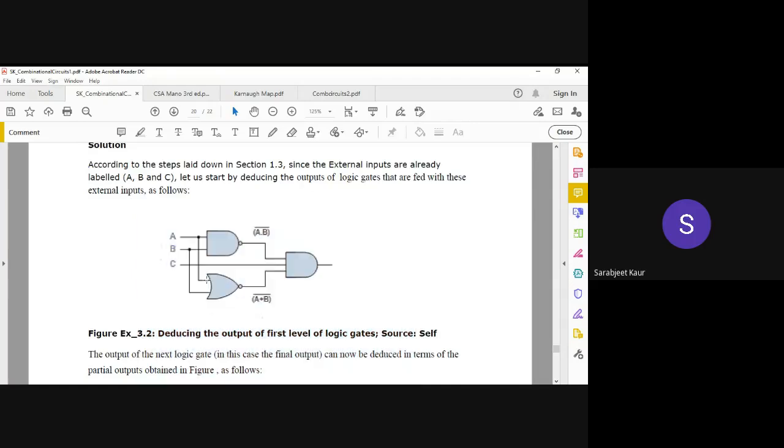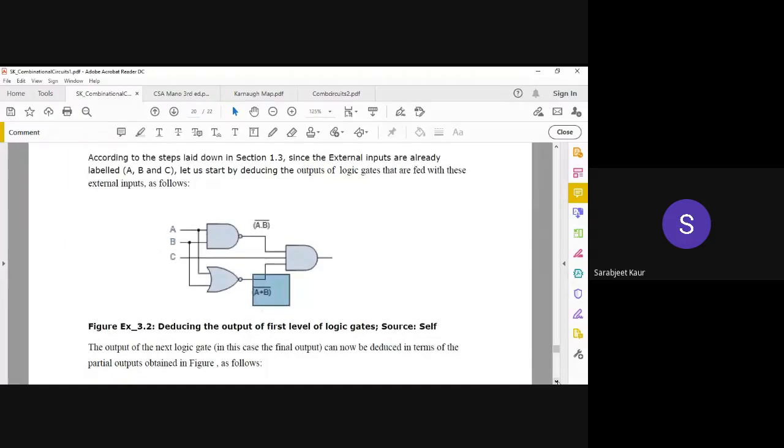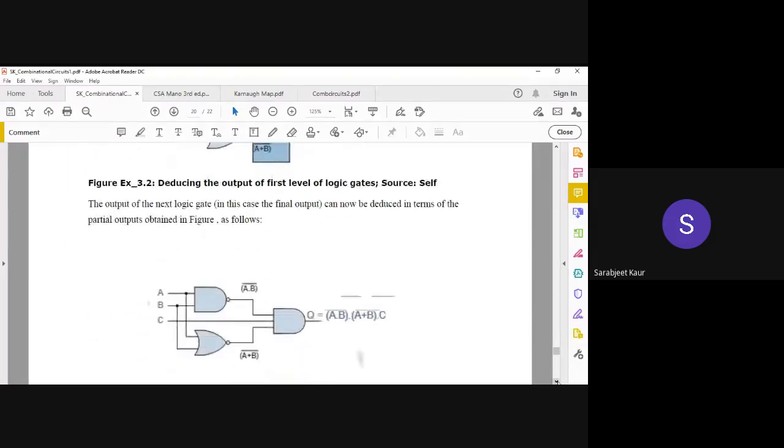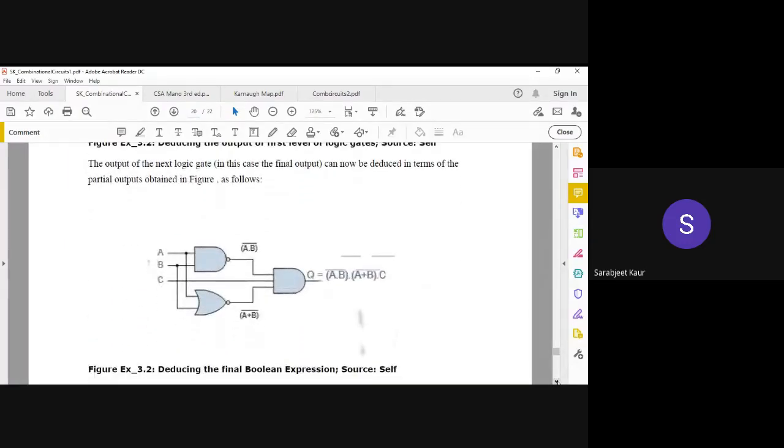And what is this? NOR gate. So what I get is A NORed with B, right? So this is the first step. This is the first step. This is the second step. And this is the third step. That is the final expression.